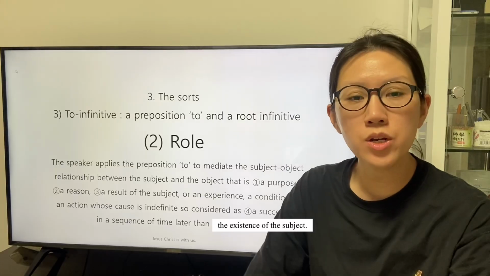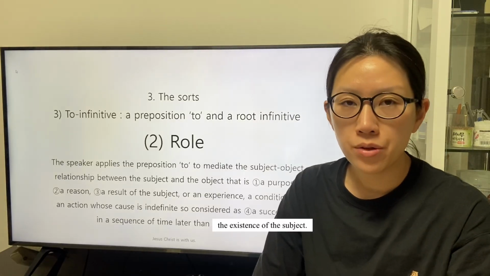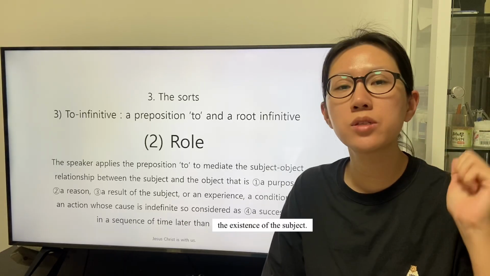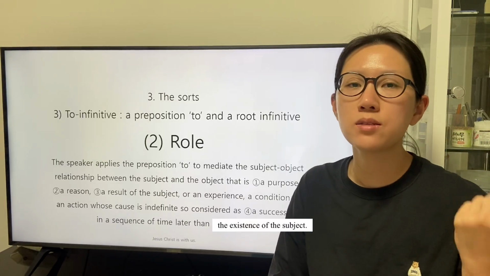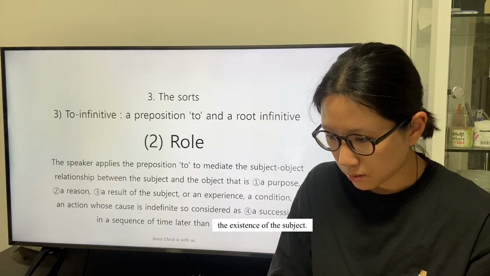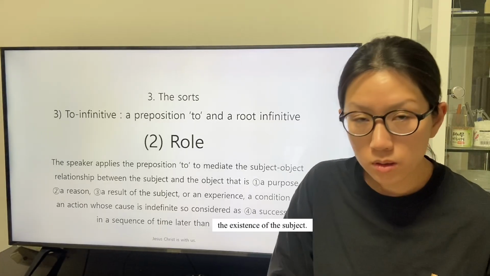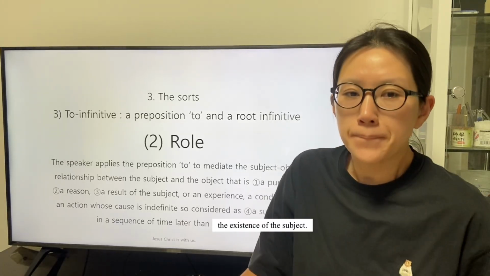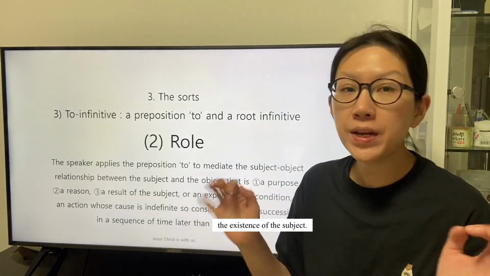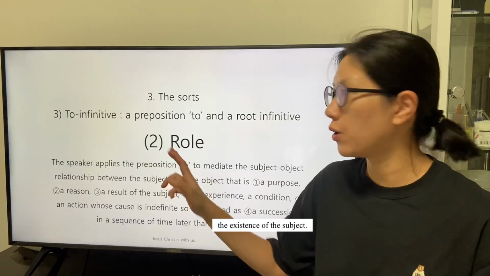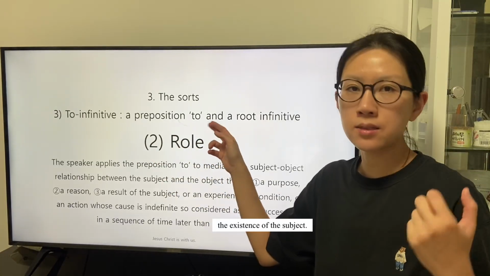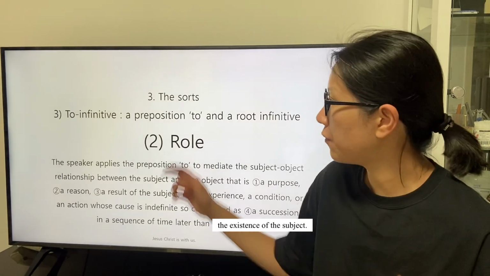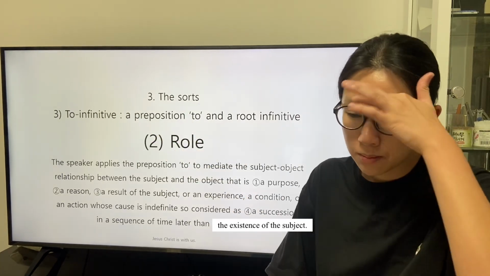Today we will continue to study the third sort of an adverb, that is the to-infinitive. The to-infinitive is a combination of a preposition to and a root infinitive that is the object of the preposition to.